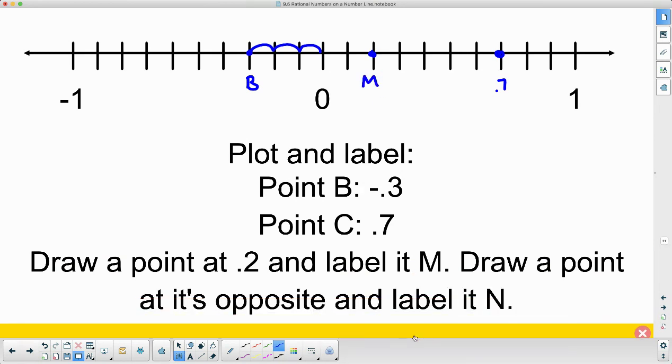Then it asks us to draw a point at the opposite of 0.2. Oh, sorry, I just noticed I was supposed to label that C. So now we're going to do the opposite of 0.2, which is -0.2, and label that as N.